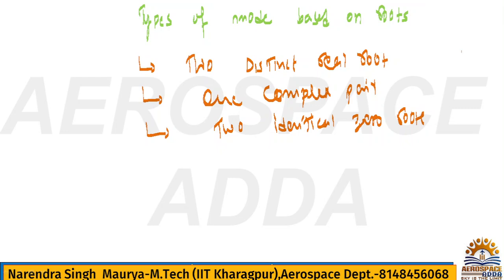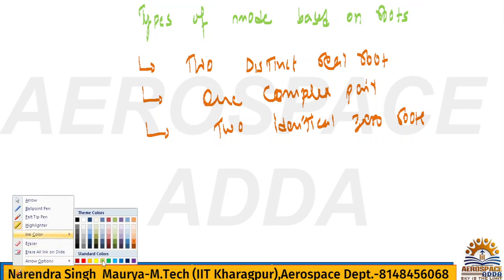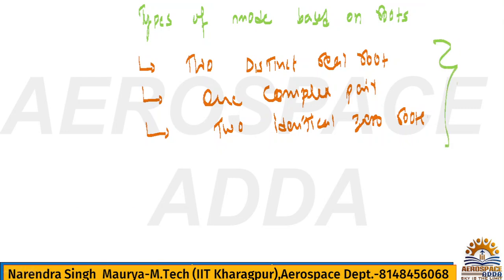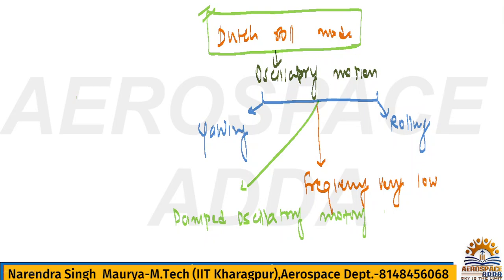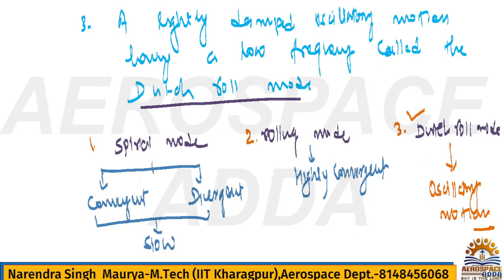How many roots in total now? In total we have four roots. Why four roots? Because if you see the routh's criteria, in total you have four roots. Now, based on this analysis, the purely real and distinct roots correspond to non-oscillatory modes. What are the non-oscillatory motions here? Of the three motions I told you, two, the spiral mode and the rolling mode, are non-oscillatory. Only one is oscillatory.